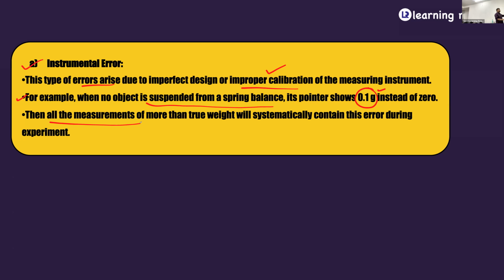Then all the measurements of the true weight will systematically contain the error during the experiment. So obviously, when you measure, for example, 50 grams in this, is the answer going to be 50? How much is it going to be? It will be 49.9, provided it was a positive error. Or else it would have been 50.1 had it been a negative error. They told 0.1 gram, they didn't say whether it is a positive or negative error. In this kind of device, where 0 is the least value that you can see, above that you cannot tell what the accurate value is. You will only be able to guess it.